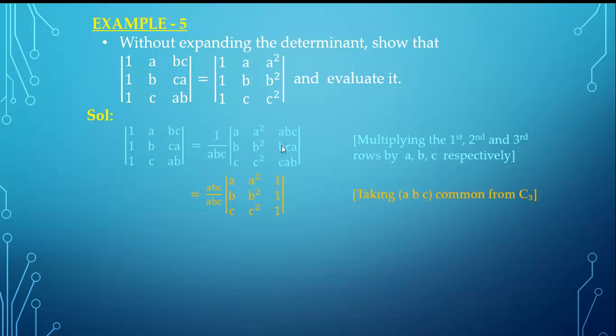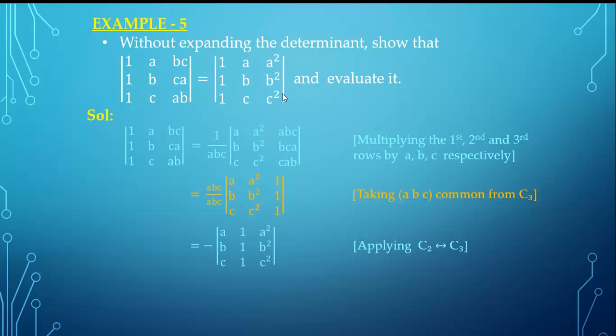Now next, we can take the common from the C3 column: ABC, ABC, ABC. So now our element ABC is common from the column C3. Now we have this. Now, what do we need? We need to prove that this determinant with 1, 1, 1, a, b, c, a square, b square, c square equals the one with a, b, c, a square, b square, c square, 1, 1, 1. So what do we do here to convert this determinant into that determinant?